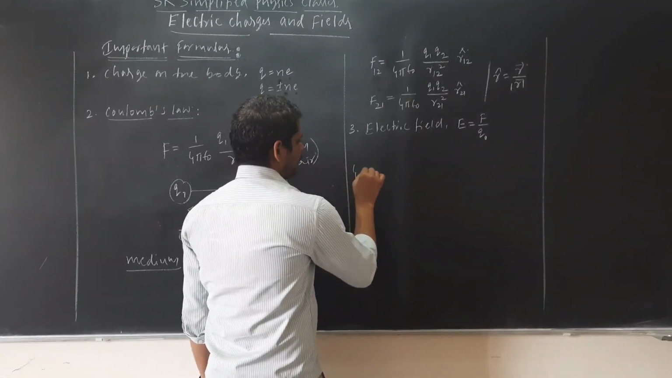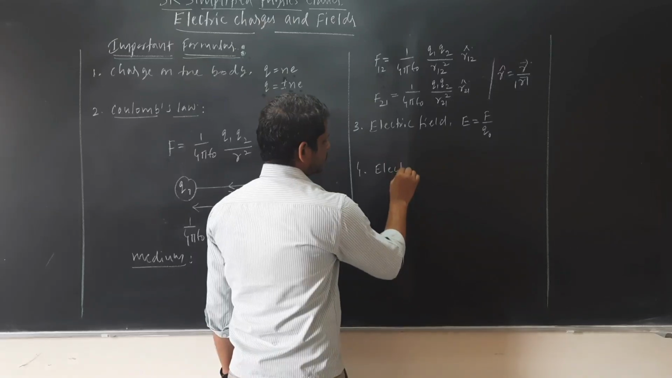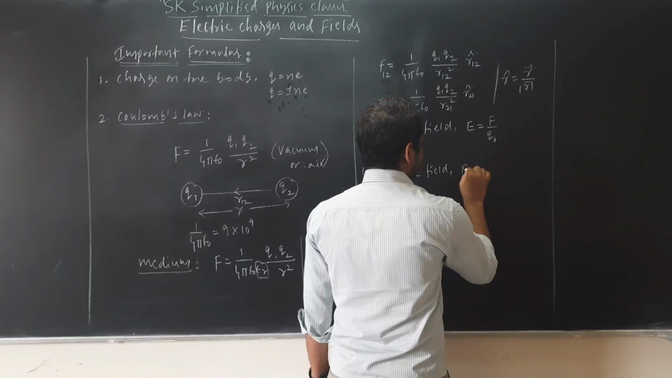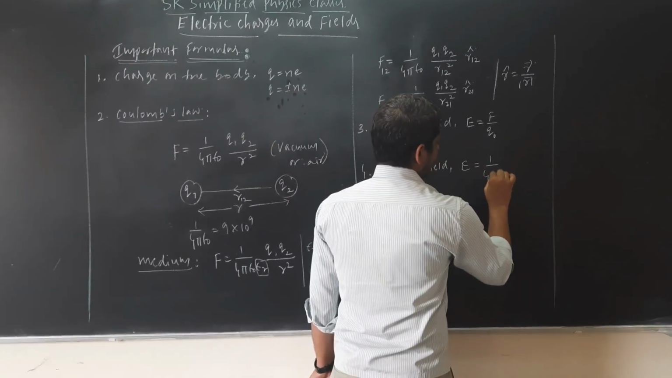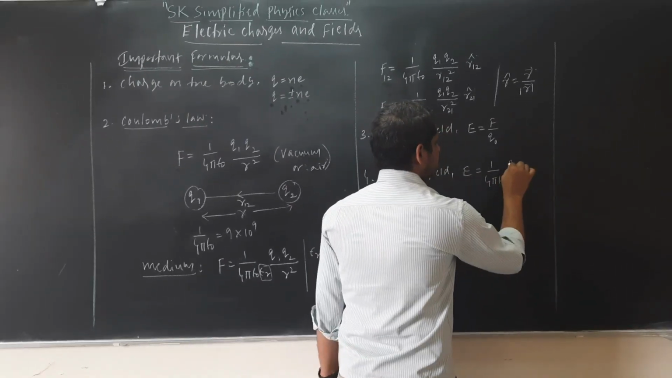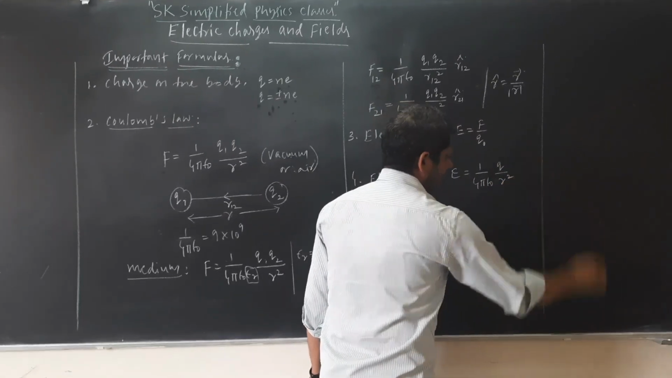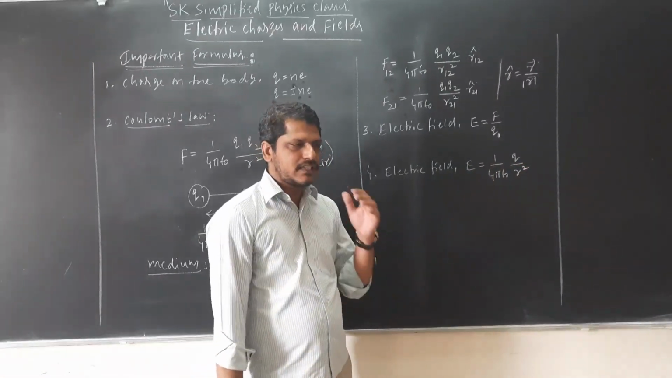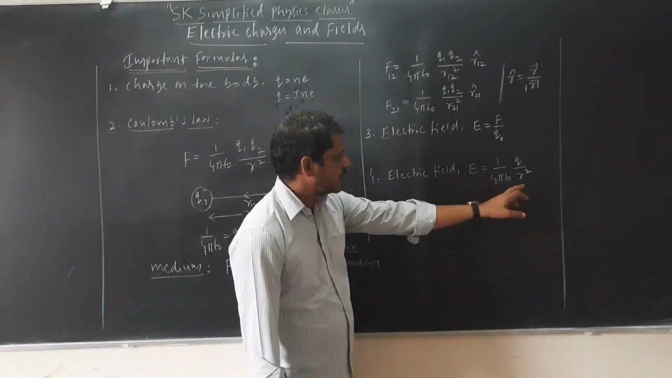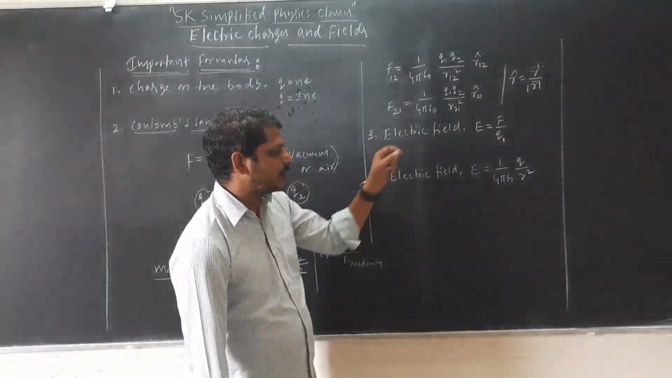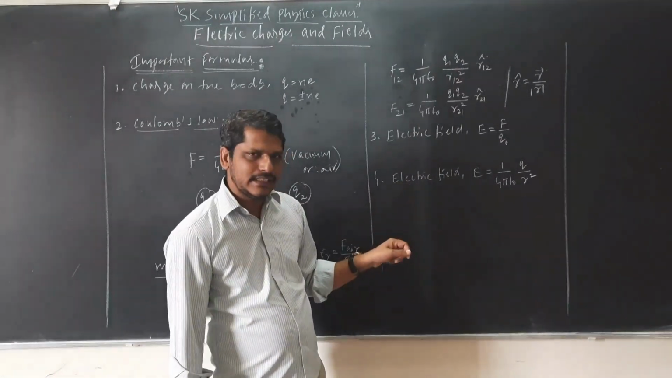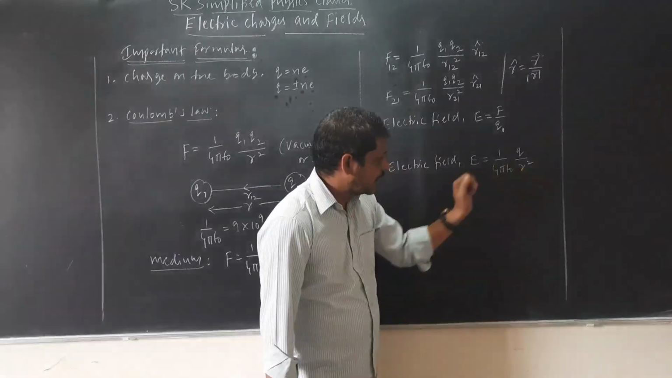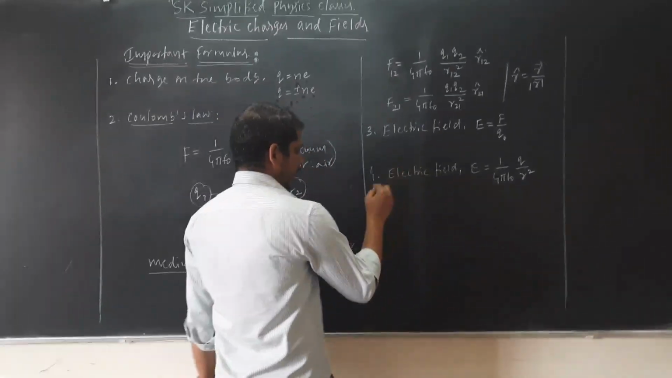There is one more formula for the electric field. The electric field is given by E equals 1 divided by 4 pi epsilon naught, Q divided by R square. Here Q is the source charge which is producing the electric field, and R is the distance at which we are calculating the electric field. So this is the electric field.